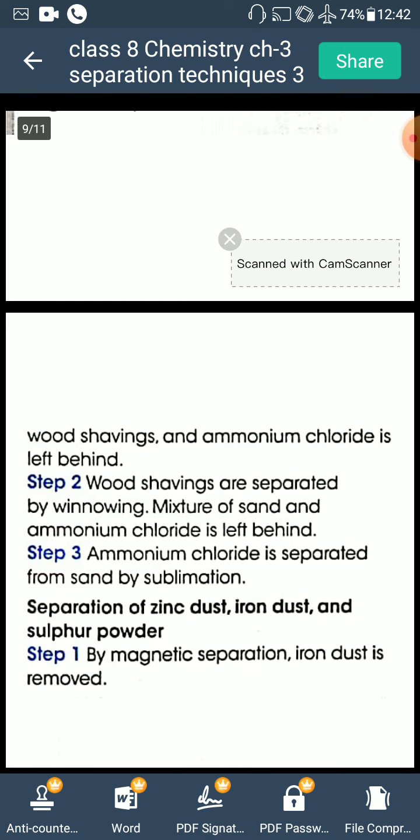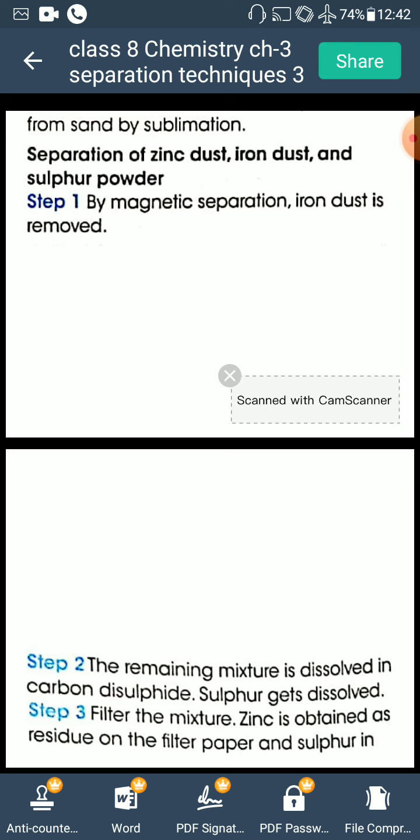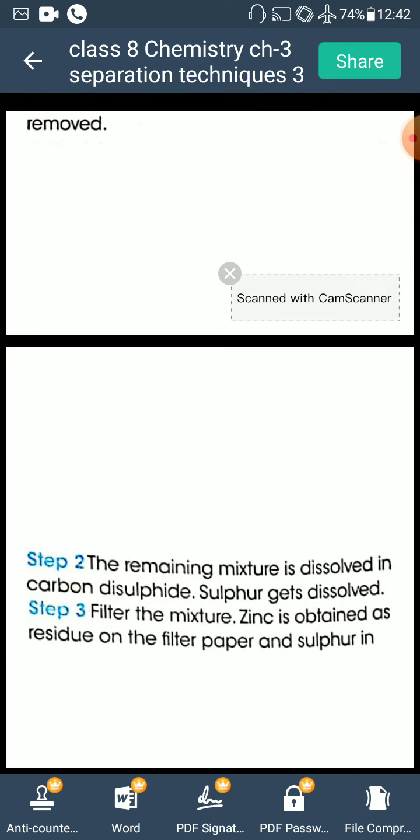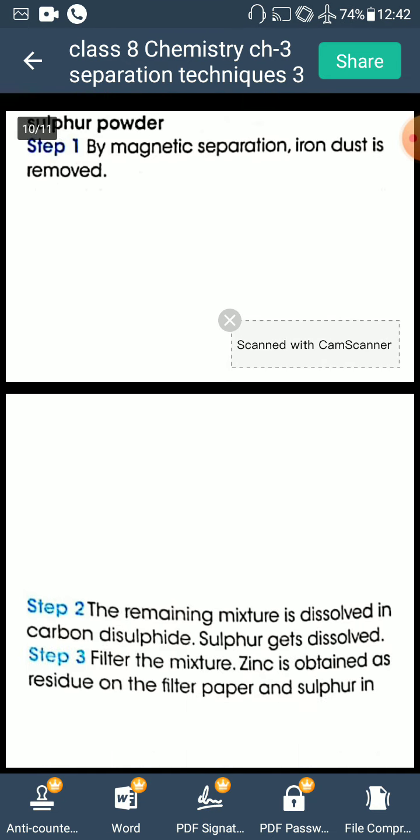By using these three steps, you can separate a mixture of iron filings, ammonium chloride, sand, and wood shavings. Second example: separation of zinc dust, iron dust, and sulfur powder. First step, by magnetic separation, you can separate out the iron dust from the mixture. In the second step, the remaining mixture is dissolved in carbon disulfide. Sulfur gets dissolved, but zinc dust does not dissolve.